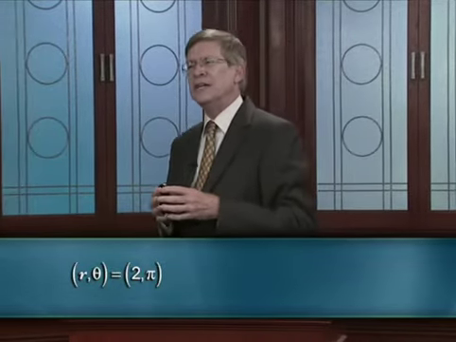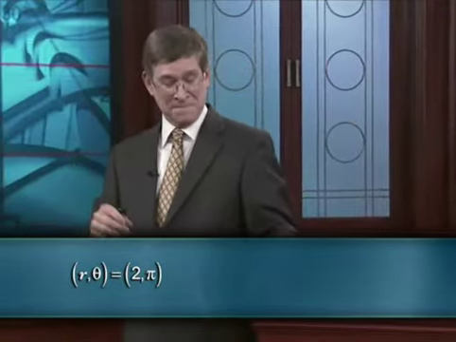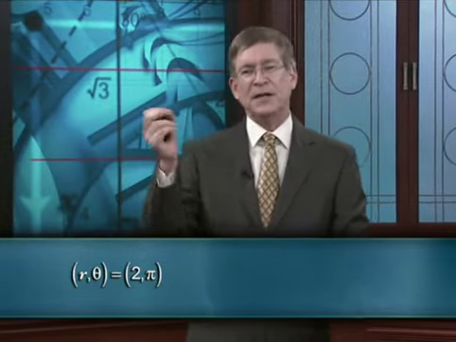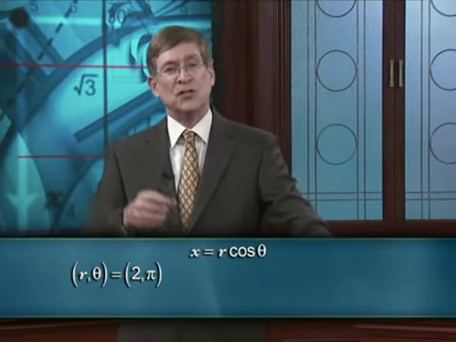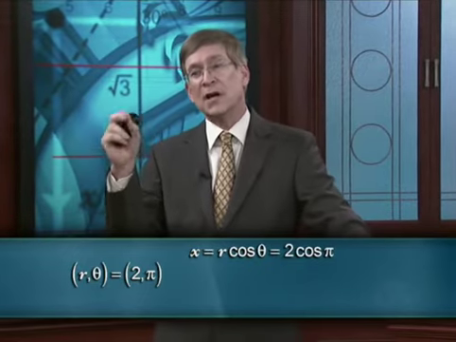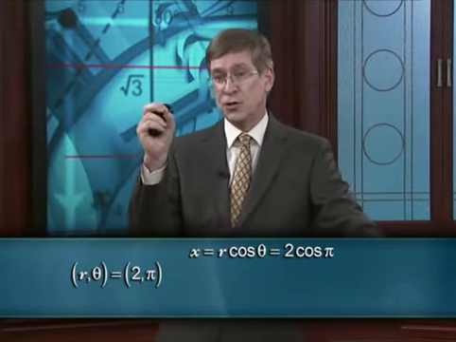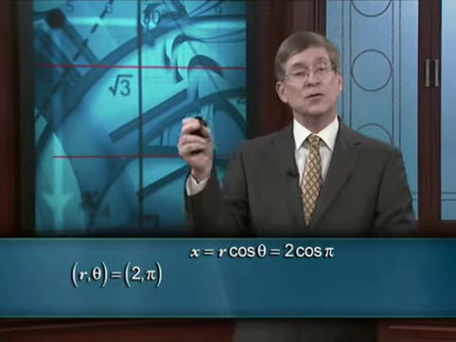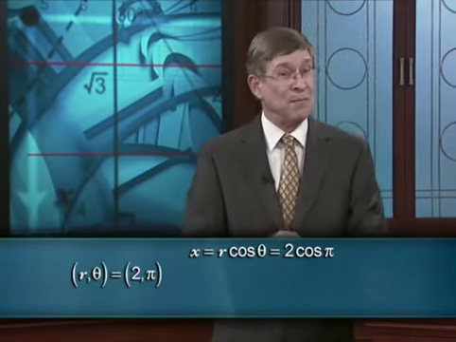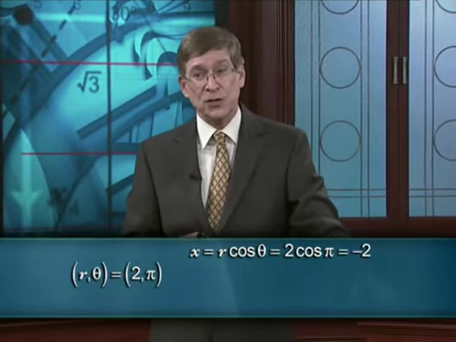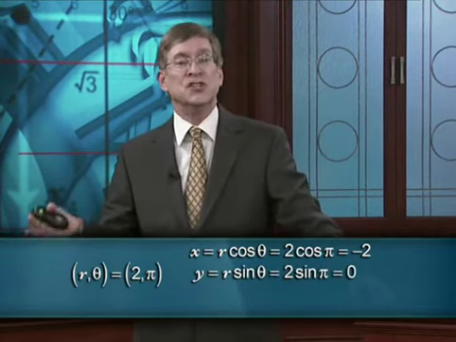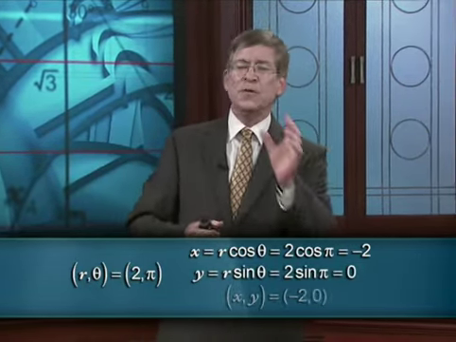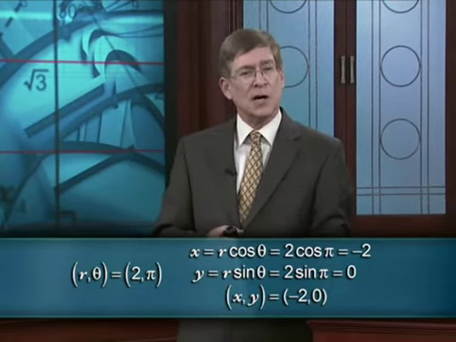Let's do some examples. How about r, theta equals 2, pi. So r is 2 and theta is pi. Let's convert it to Cartesian coordinates. Well, piece of cake. X is r cosine theta. That's 2 cosine pi, because r is 2 and the angle is pi. Well, what's cosine pi? Cosine pi is -1, so the x-coordinate is -2. What about the y-coordinate? R sine theta. That's 2 sine pi, or 0, because sine of pi is 0. So the xy coordinates are -2, 0.